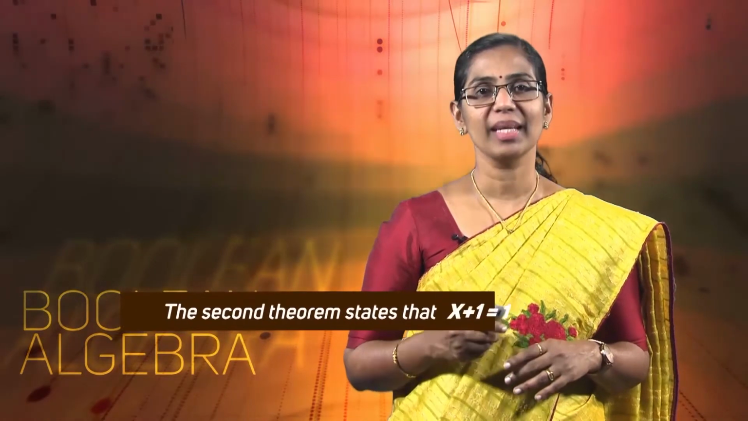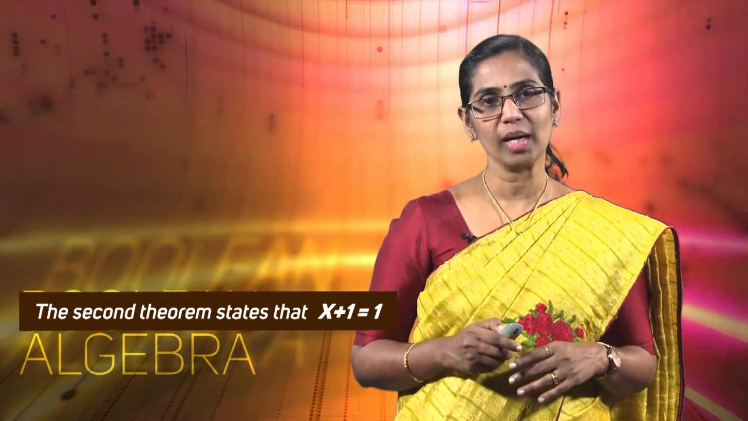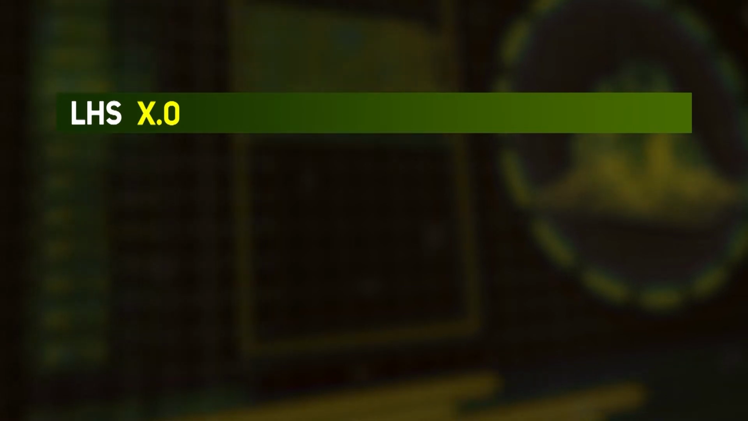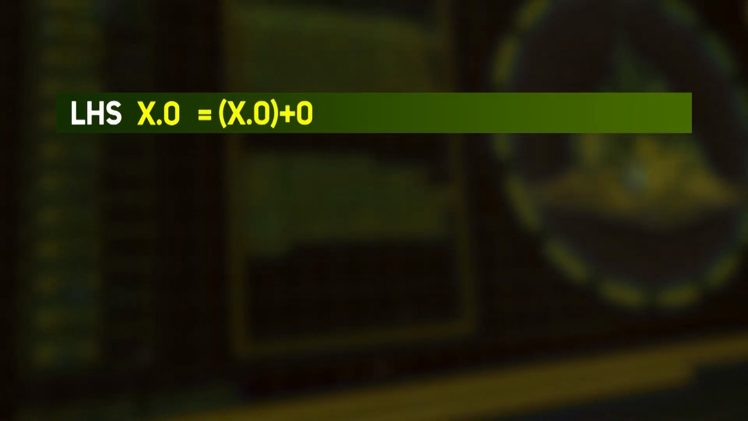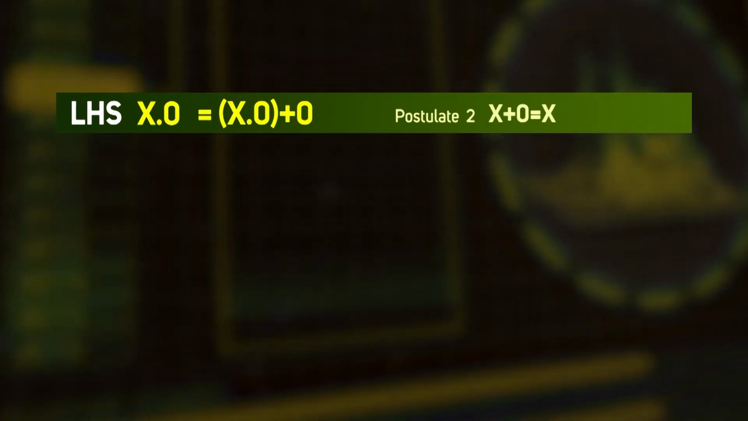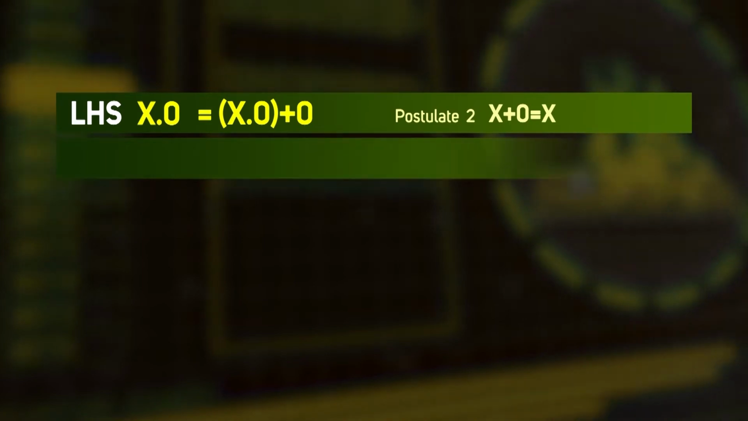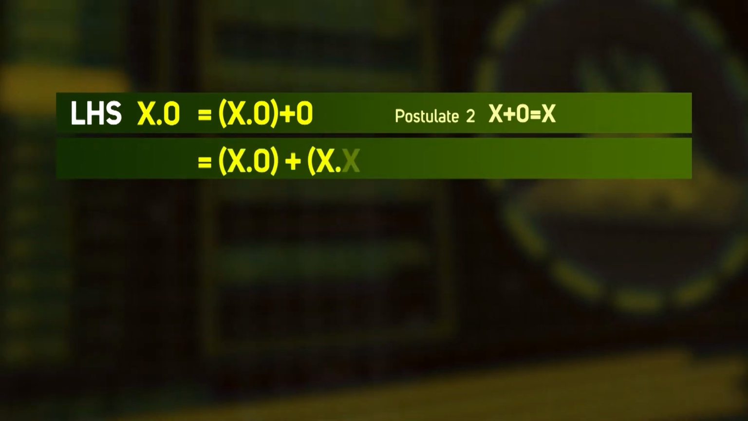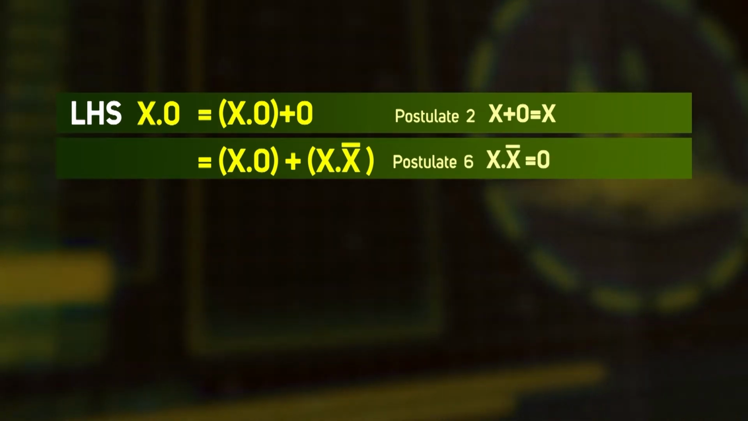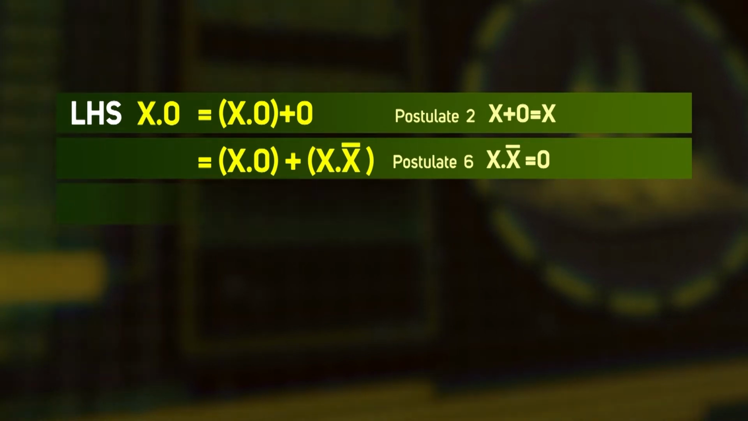The second theorem states that x plus 1 equal to 1 and the dual x dot 0 equal to 0. This can be proved following the steps. LHS x dot 0 equal to x dot 0 plus 0. This is by using postulate 2, x plus 0 equal to x. Then the expression becomes x dot 0 plus x dot x bar, because x dot x bar is nothing but 0. So, the 0 is replaced by x dot x bar.